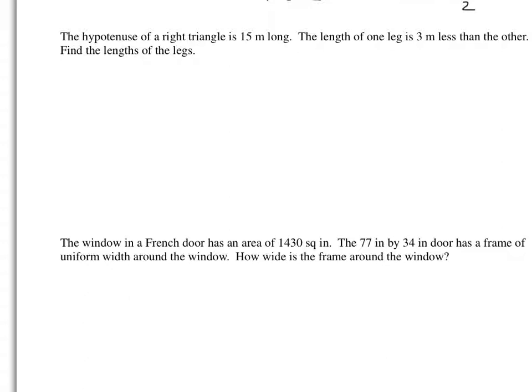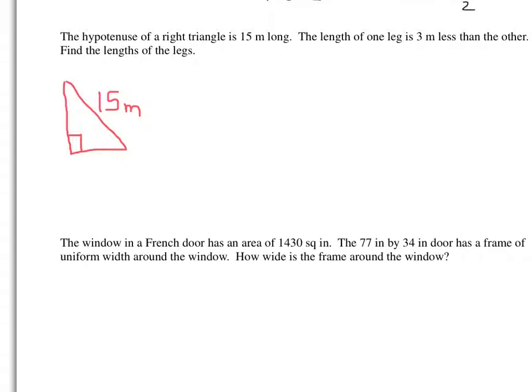The hypotenuse of a right triangle is 15 meters long. We need to draw a right triangle. The hypotenuse is the longest side. The hypotenuse is 15 meters long. The length of one leg is 3 meters less than the other.